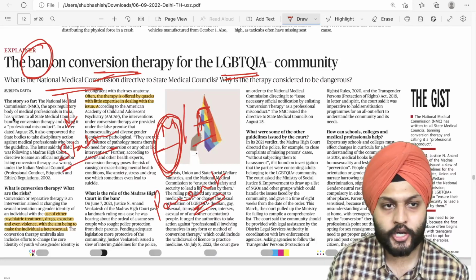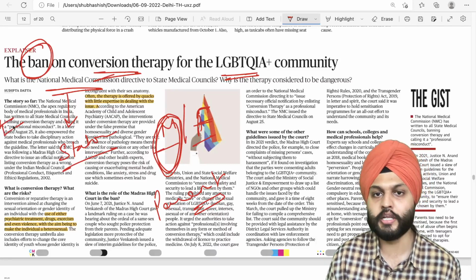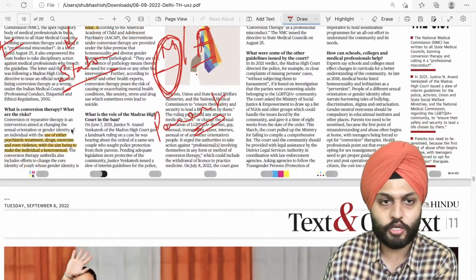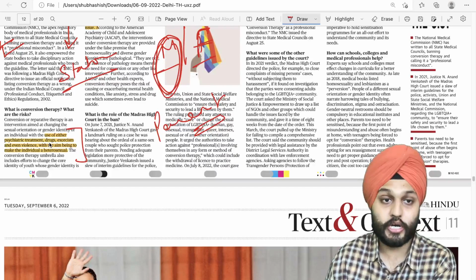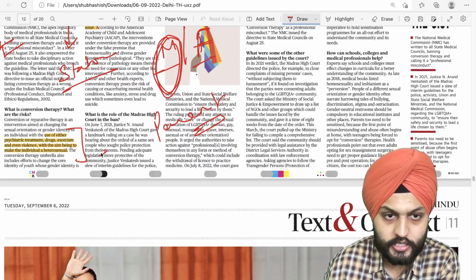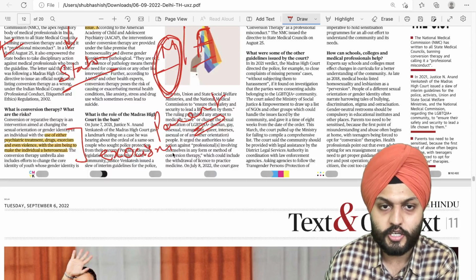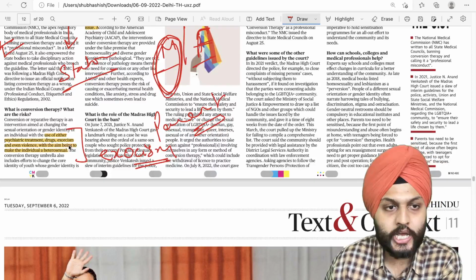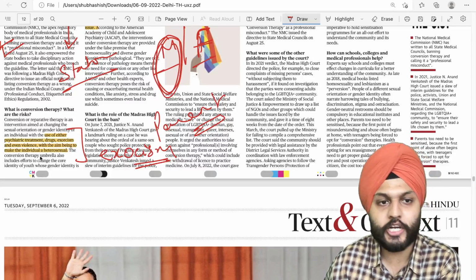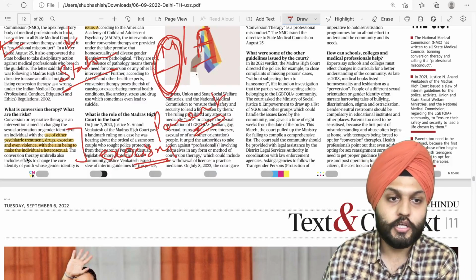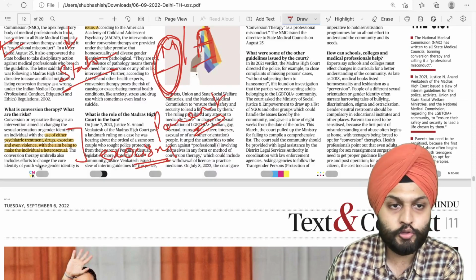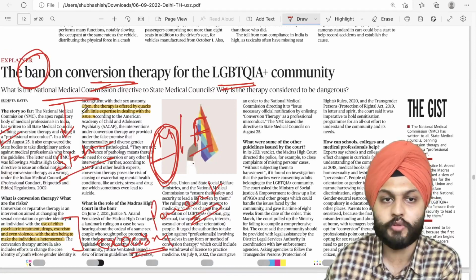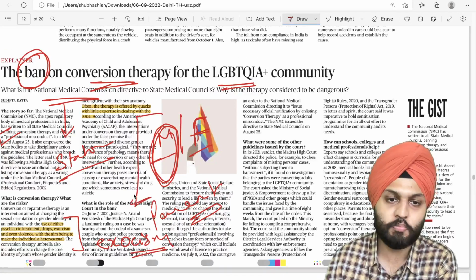It is the apex regulatory body for medical professionals in India. Okay, so this is not allowed. What all things are being done to convert? Psychiatric treatment, drugs, exorcism. I'm not pronouncing it correctly, I think. Yeah, this is to ward off evil spirit. So this term is used for that, with the aim being to make the individual a heterosexual. The conversion therapy umbrella also includes efforts to change the core identity of youth whose identity is incongruent with their sex anatomy. So same thing that I explained over here.